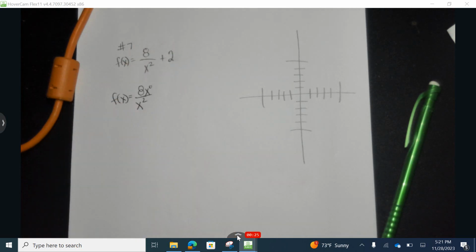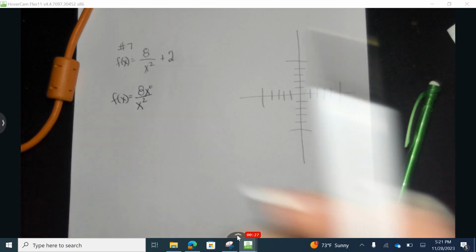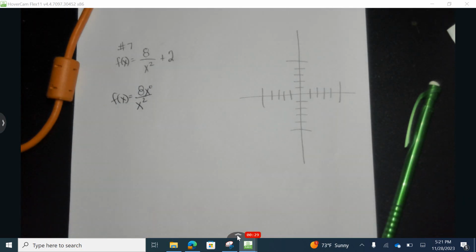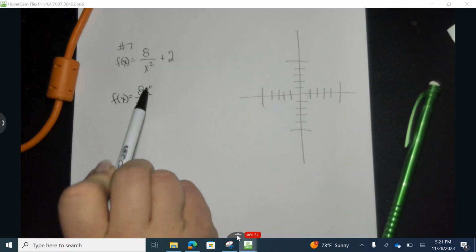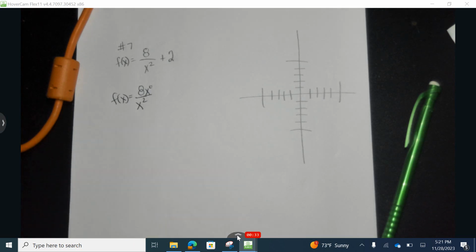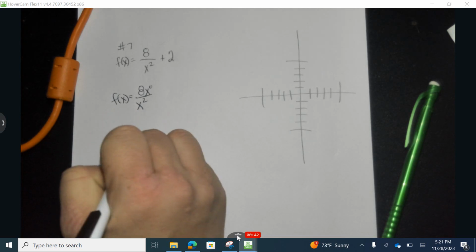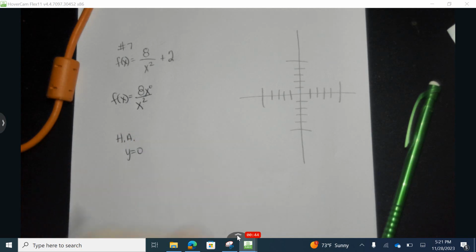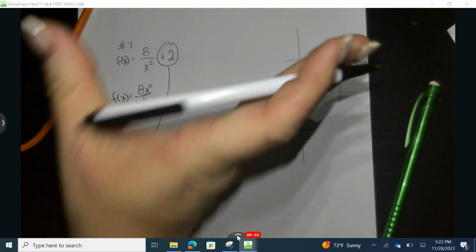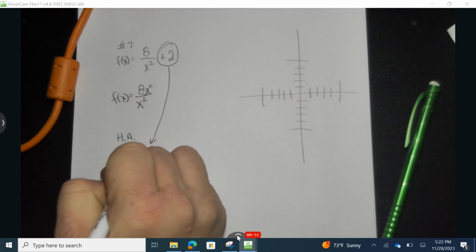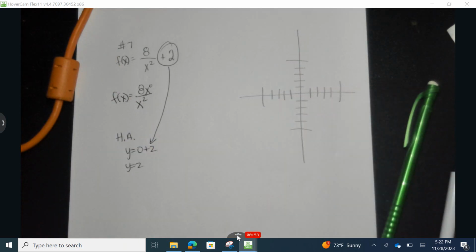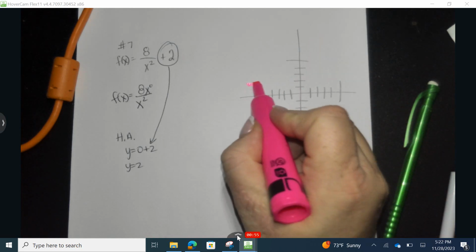Remember, anything raised to 0 power is 1, so 8 times 1 still is the same as 8. But it does allow us to look at the degrees. The degree in the numerator is 0. The degree in the denominator is 2. Whenever the degree on the numerator is less than the degree in the denominator, we will always have a horizontal asymptote of y equals 0. But remember, we have a vertical shift. We're taking the entire graph and we're shifting it up 2. So y equals 2 will be the horizontal asymptote.